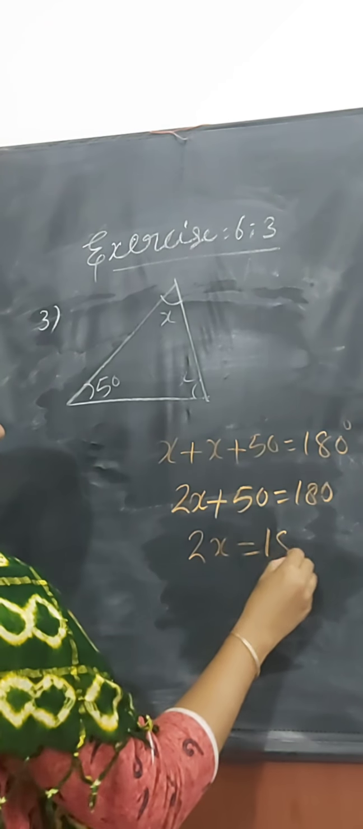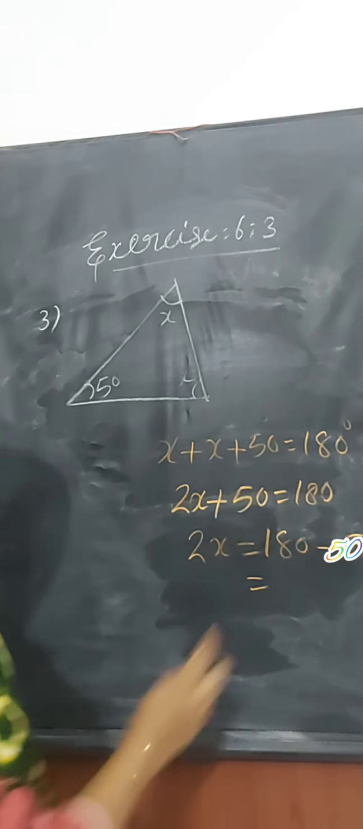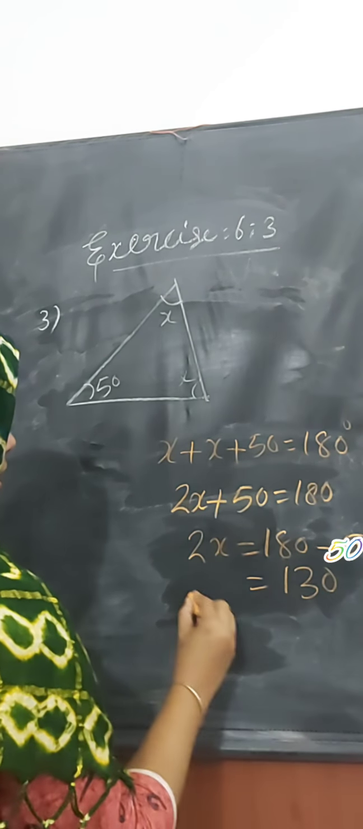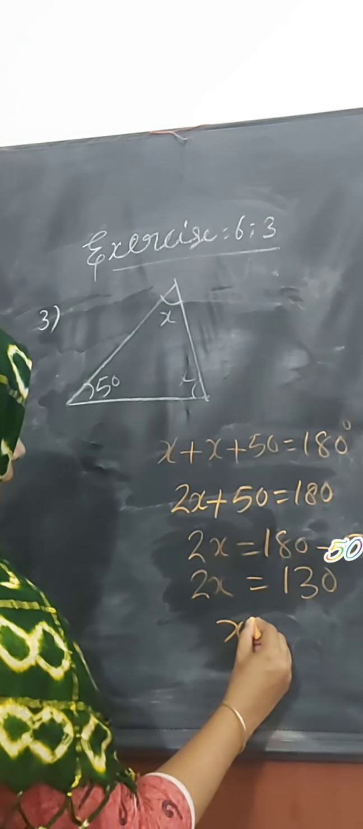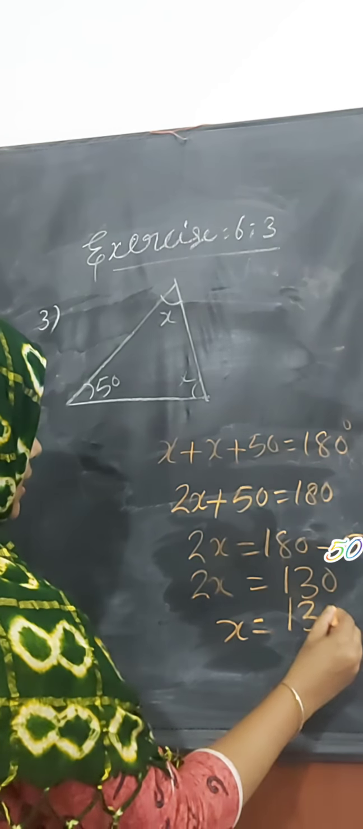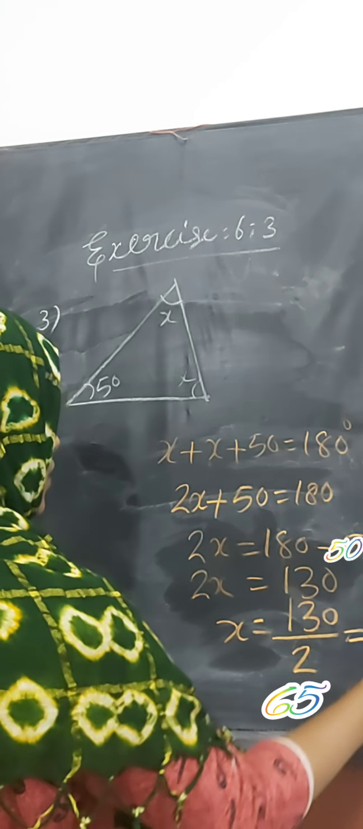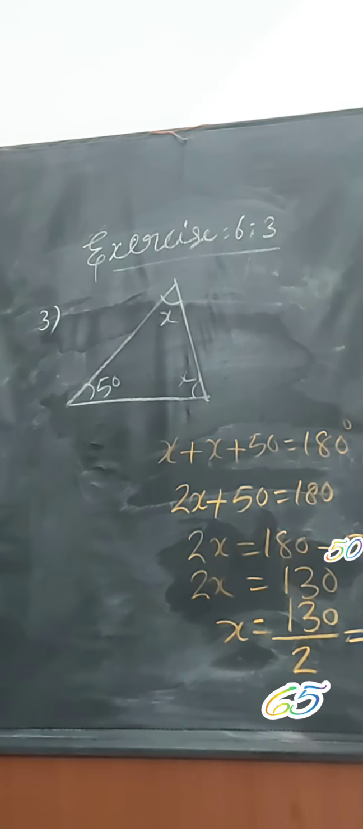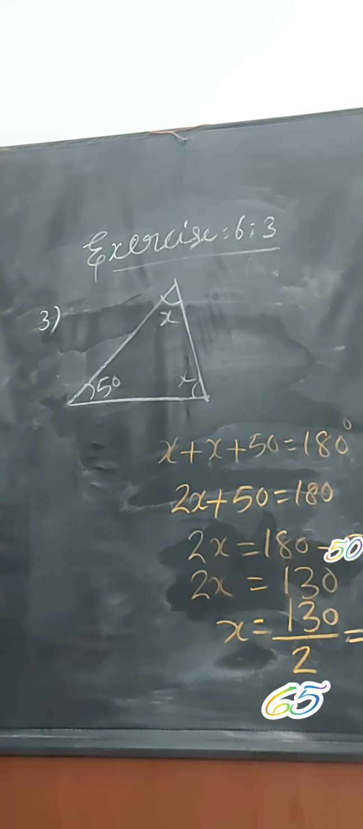2x equals 180 minus 50. 180 minus 50, we get 130. 2x equals 130. X equals 130 divided by 2, 65 degrees. X equals 65 degrees. That means these two angles are 65 degrees.